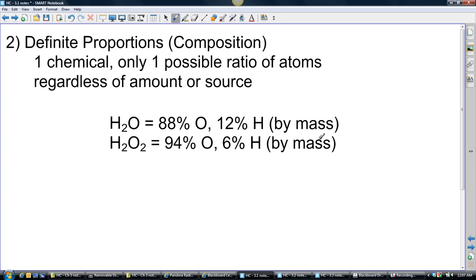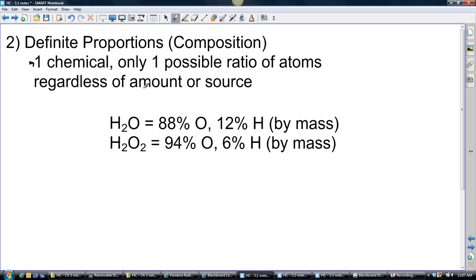The second law is called the law of definite proportions, or sometimes you'll see it called definite compositions. This is a really important one. What we're basically saying here is if you have a particular chemical, and whatever that chemical may be, there's only one possible ratio that the atoms can exist. Otherwise, it is a totally different chemical.